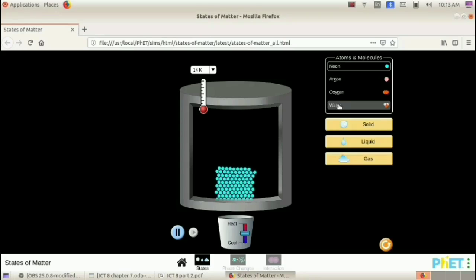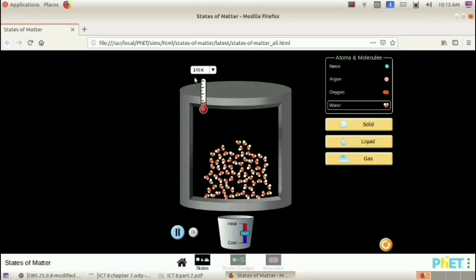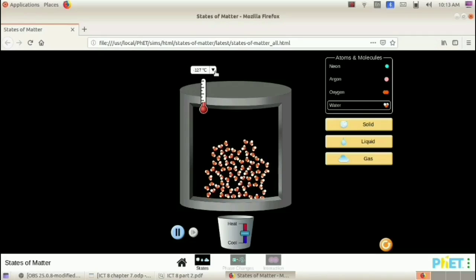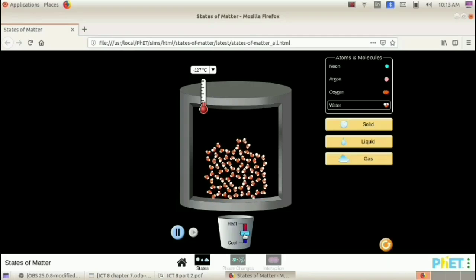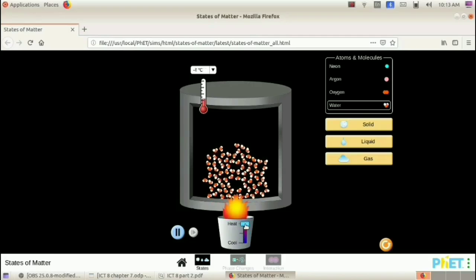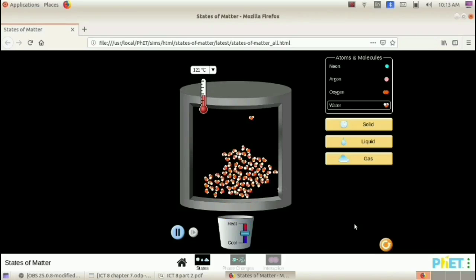Okay, now we'll select water. Then now the temperature is 146 Kelvin. We need degrees Celsius. So we have to change the unit of temperature. So click here and select degrees Celsius. This is minus 127 degrees Celsius. We have to increase the temperature to 120 degrees Celsius. For that we can increase the temperature from here. Click and drag the mouse upwards. When the required temperature is reached, that is when 120 degrees Celsius is reached, we can release the mouse. Okay, now this is 120 degrees Celsius.